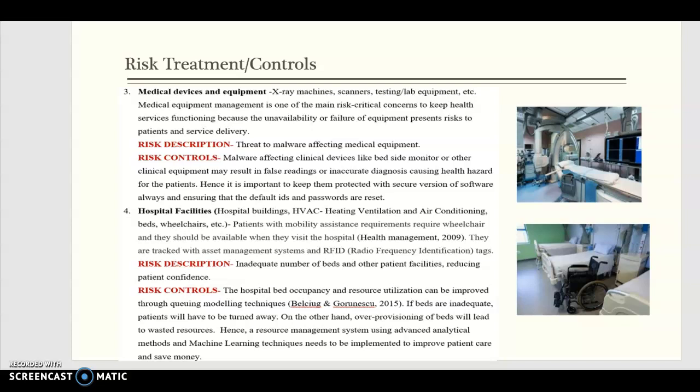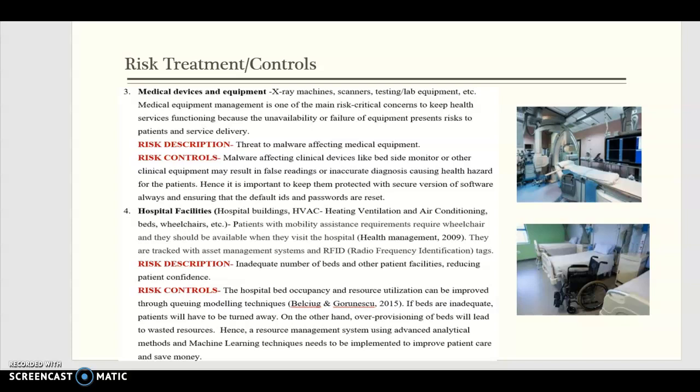Medical devices and equipment like X-ray machines, scanners, testing lab equipments, etc., have the threat of malware affecting them. Hence, the control that should be put in place is that they always need to have the secure version of software, ensuring that the default IDs and passwords are always reset.